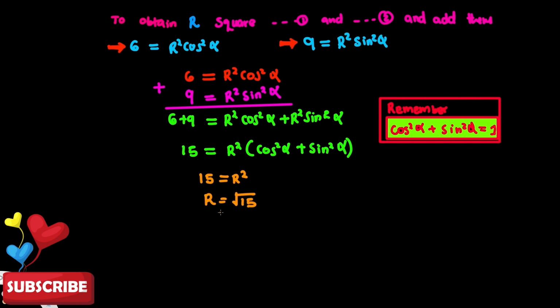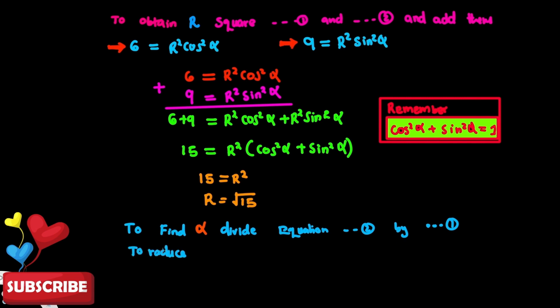So we have found the exact value of r. We need now to go ahead and use the two equations that we had obtained in order to get the value of what? The value of alpha. Now to find alpha, we are going to divide the two equations. We are going to divide equation 2 by equation 1 so that we are going to have a tangent here, and this is going to reduce to tan alpha.